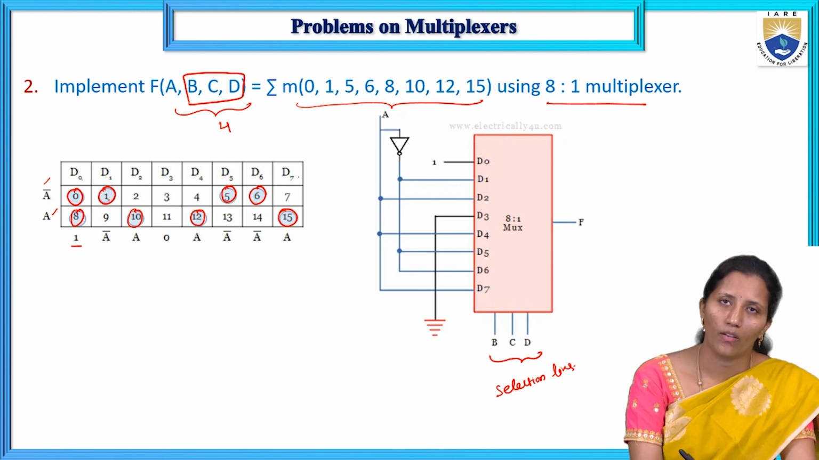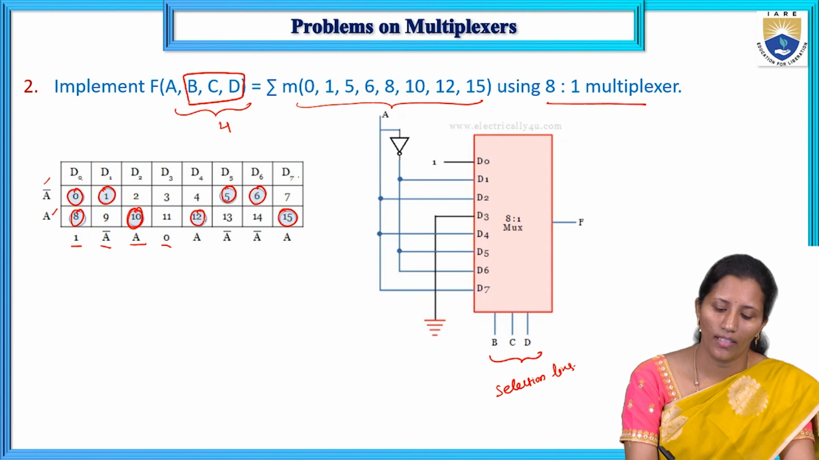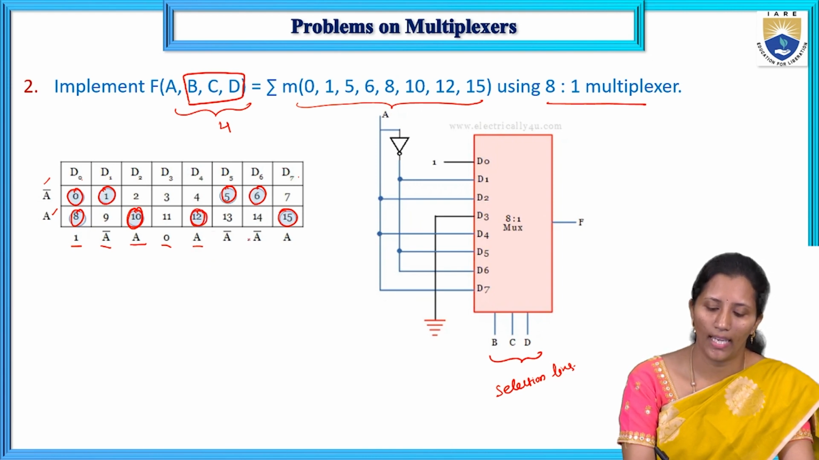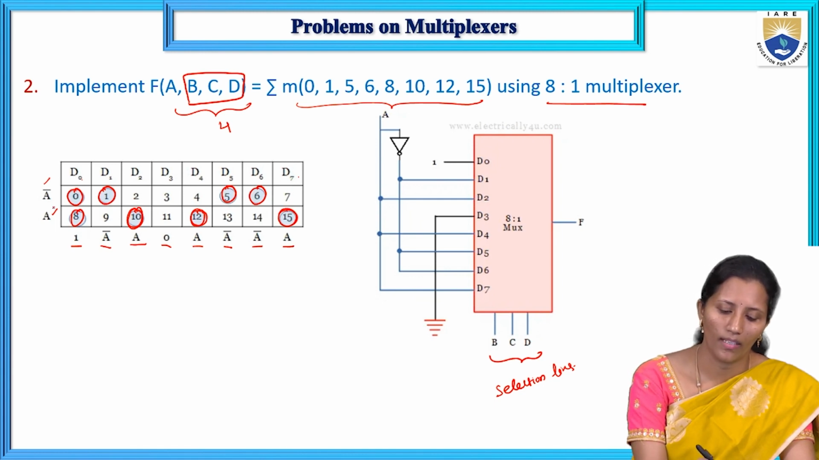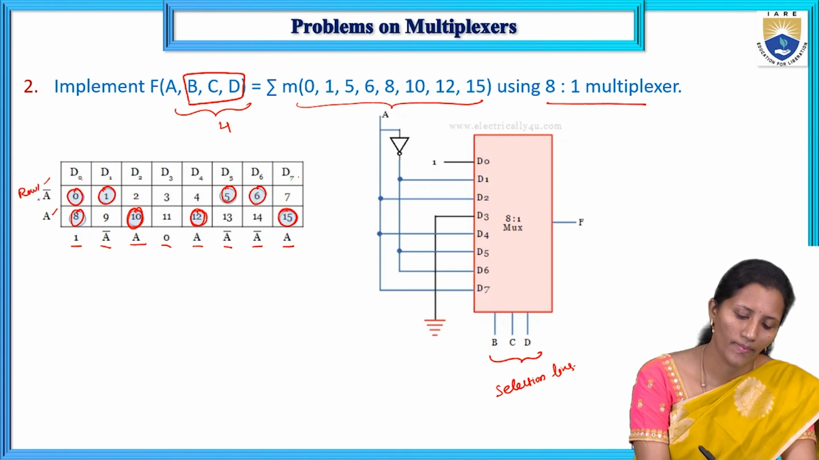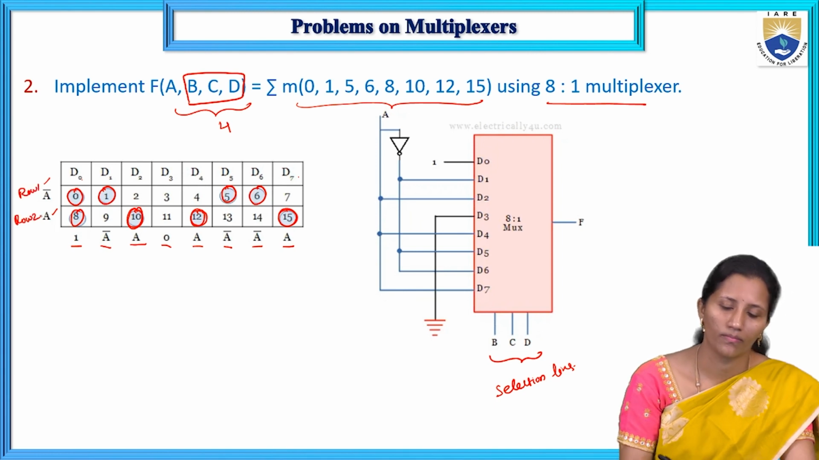If row 1 is circled, we have to write A bar. If row 2 is circled, we have to write A. If both are not circled, we have to write 0. In D4, row 2 is circled, so we write A. If row 1 is circled, we write A bar. In D6, row 1 is circled, so we write A bar. And in D7, row 2 is circled, so we have to write A. This is row 1. This is row 2.